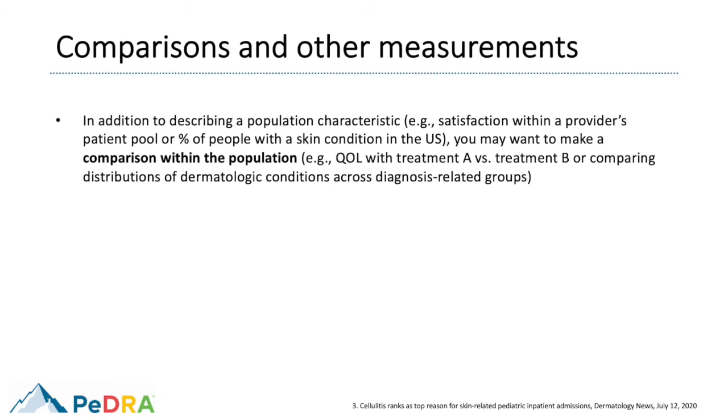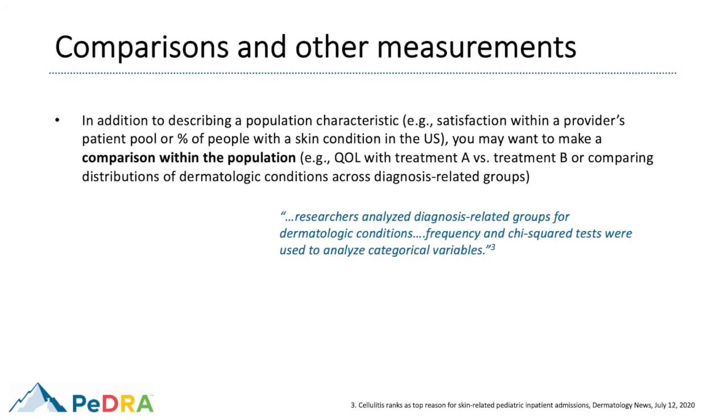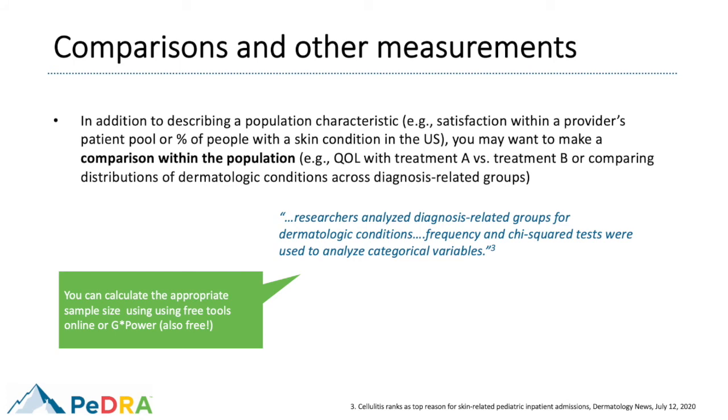In addition to describing a population characteristic like our previous examples, you may want to make a comparison within the population, like the example with treatment A versus treatment B, or comparing distributions of dermatologic conditions across diagnosis-related groups. Comparing a distribution would require using something like a chi-square for your statistic. And in this case, you would use a tool such as G-Power to calculate the appropriate sample size.